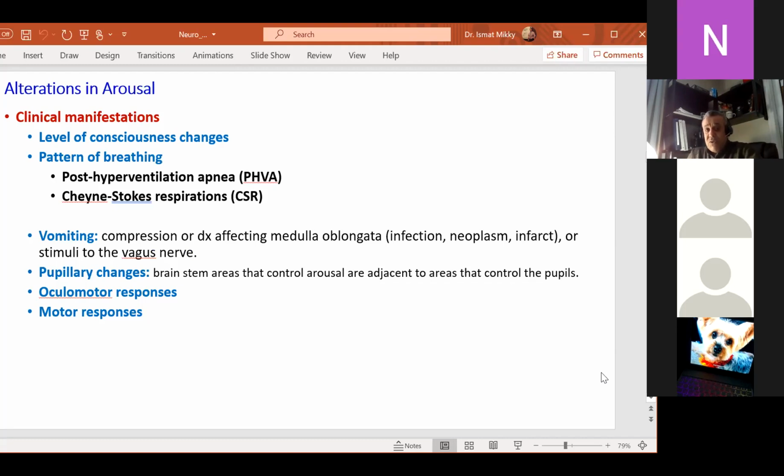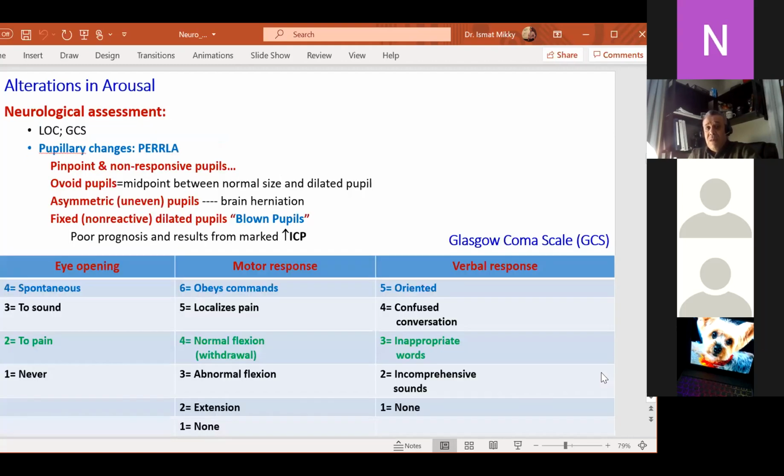Pupillary changes pertain to the pupils. The brainstem area that controls arousal is adjacent to areas that control the pupils. That's why any brainstem changes will be reflected in changes in the pupils. We can infer a lot of data about the changes in the brainstem just from assessing the patient's pupils, what you call in Adult Health 1 or the neuro assessment course PERLA, right?